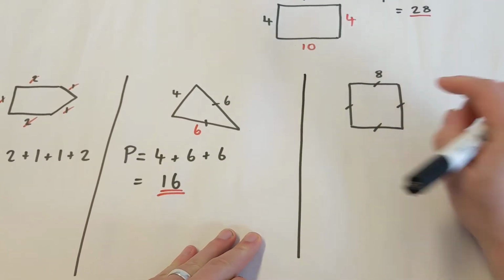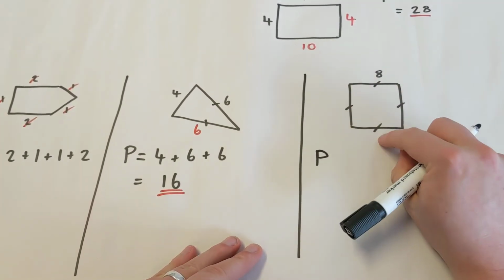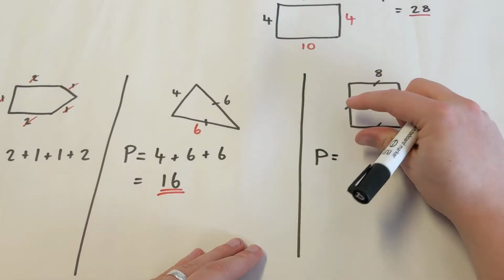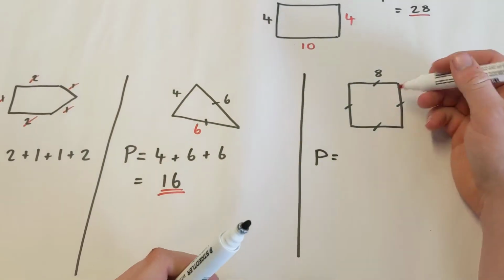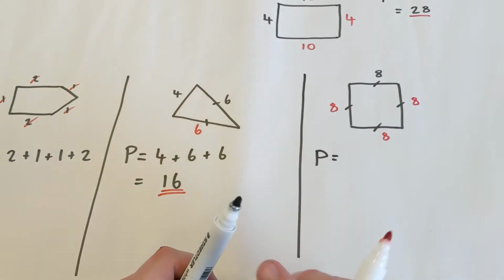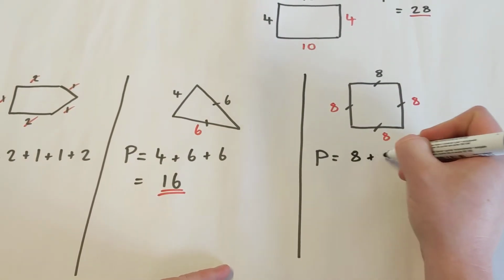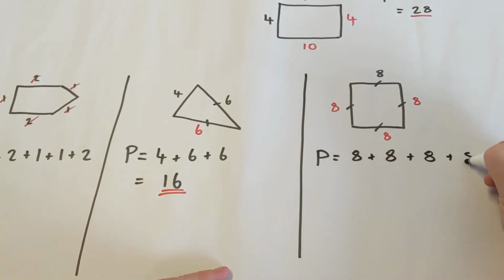Only one of these sides is labelled, but these little marks mean all the sides are the same size. Well, if it's a four-sided shape and all sides are the same size, that's a square. And so that means if that's 8, then every other side must be 8 as well. And can you see here then, that means I've got 8 plus 8 plus 8 plus 8, which equals 32.